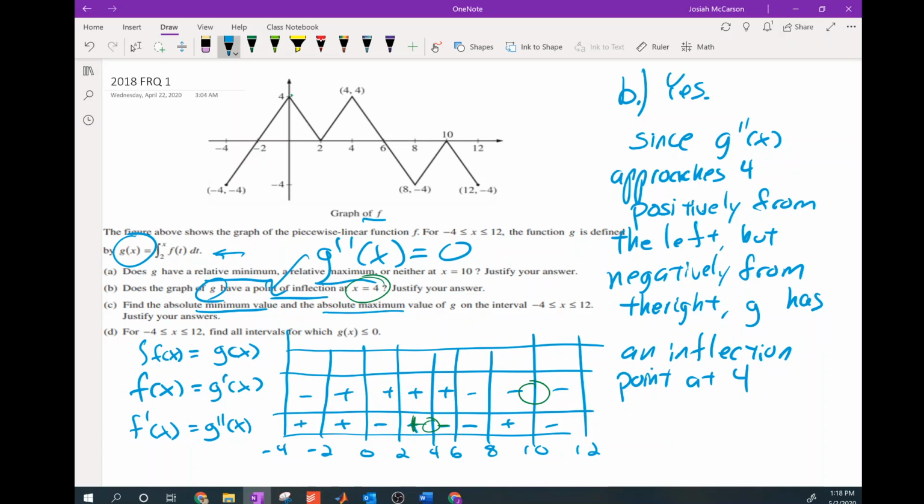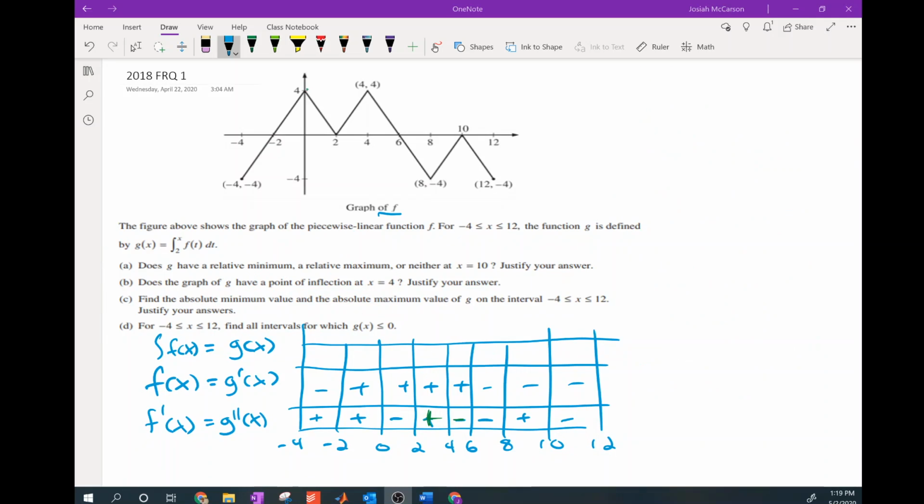And again, if you want to pause right here, it's a good time to look it over, find any questions you might have for me during live chat. And let's get started on question C. Question C.